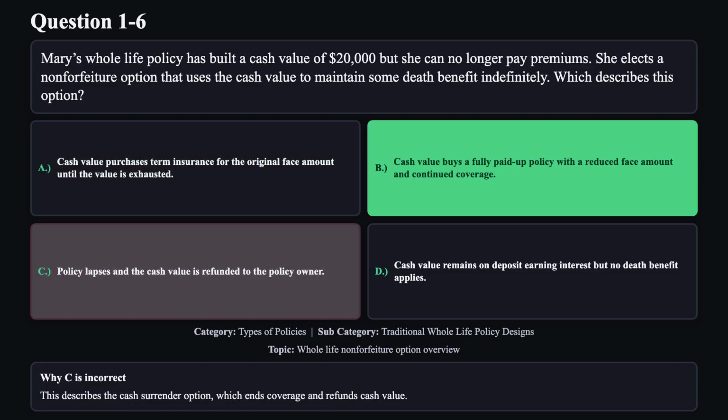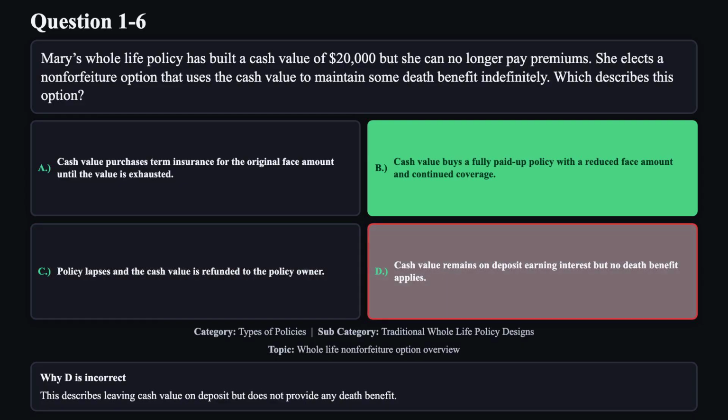Reason C is not correct. This describes the cash surrender option, which ends coverage and refunds cash value. Reason D is not correct. This describes leaving cash value on deposit but does not provide any death benefit.